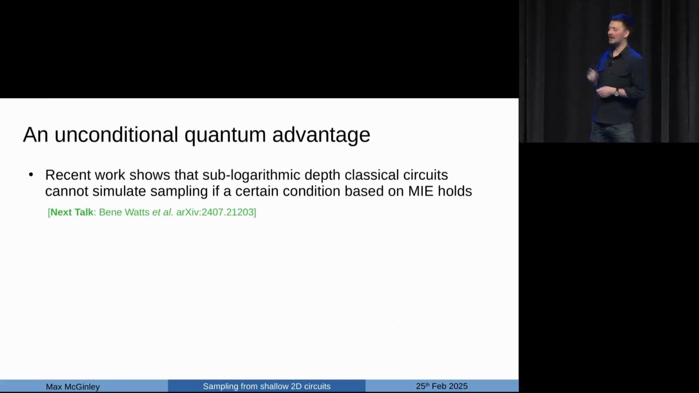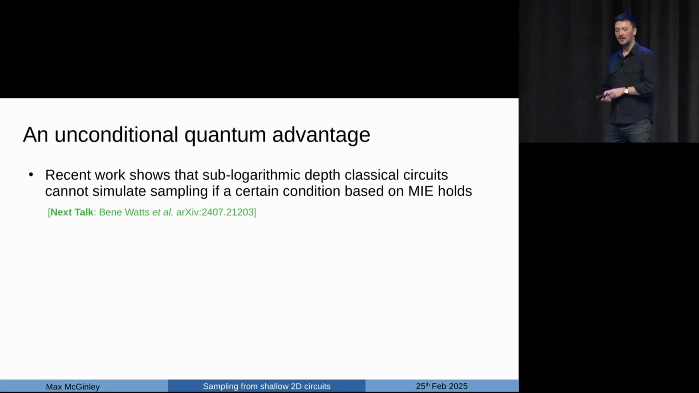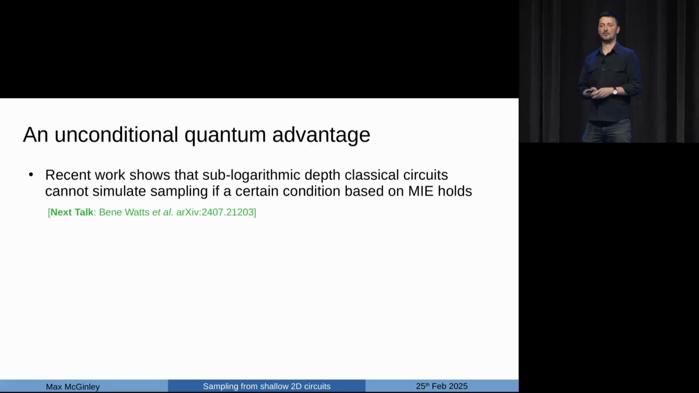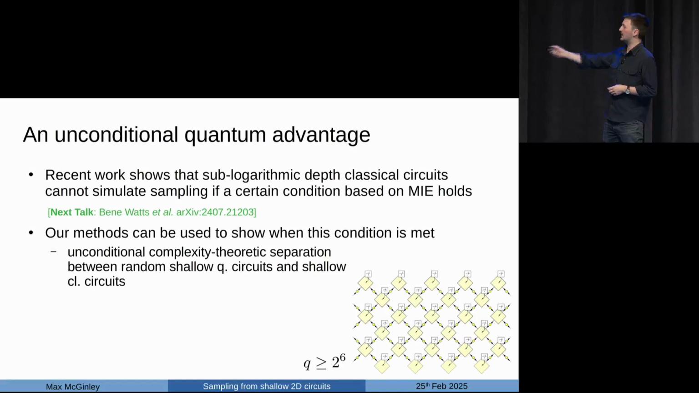Very finally, as we're going to hear about in the next talk, there is some recent work showing that if a certain condition based on measurement-induced entanglement holds, you can show an unconditional complexity theory separation between that circuit and any sub-logarithmic depth classical circuit. So using our methods, we're able to show that this condition is indeed met for this particular circuit architecture and this particular value of Q.